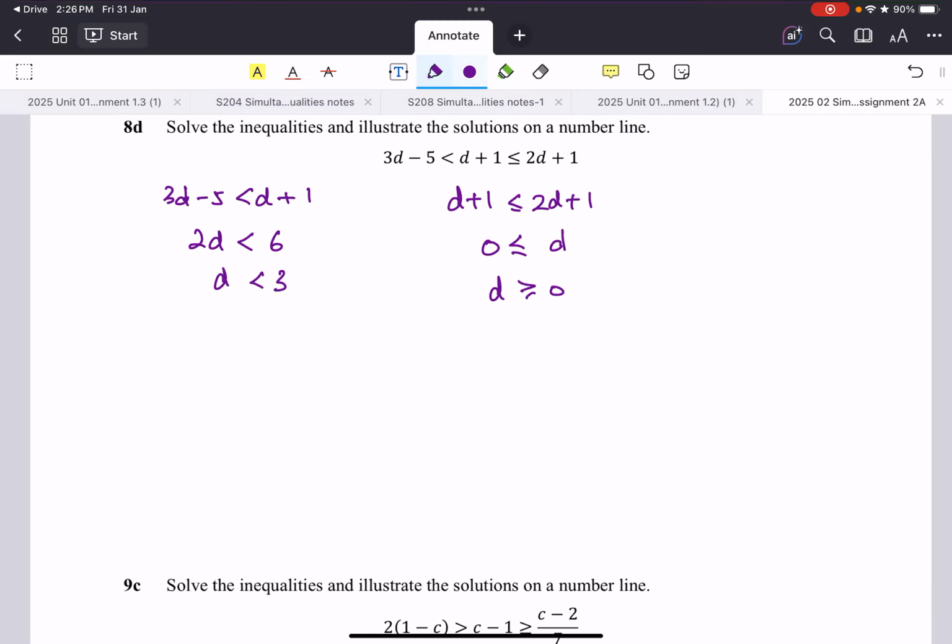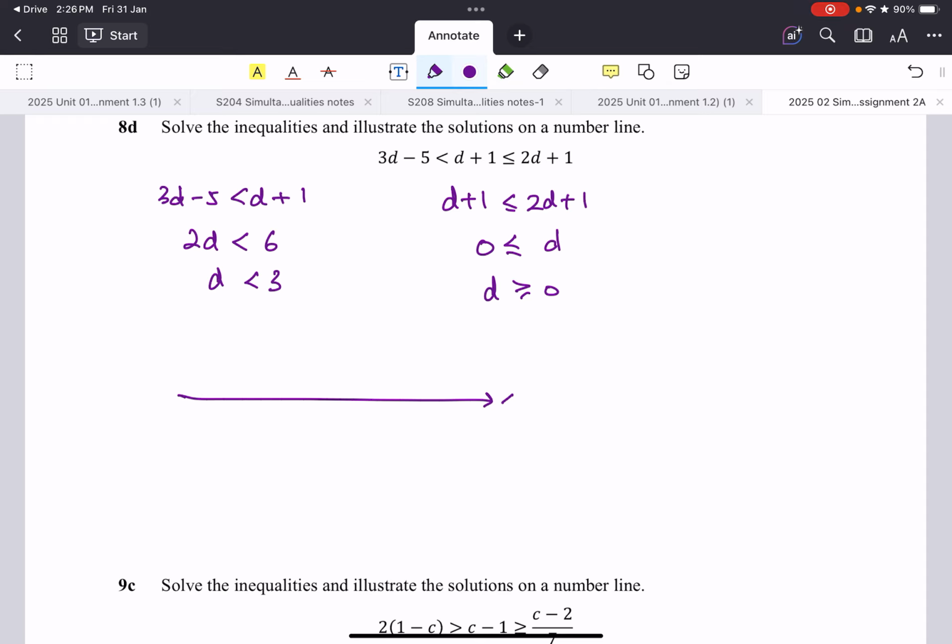Okay, so put it on the number line. It's a D number line. We have 0 and 3: D is less than 3 and greater than or equal to 0. The region we want is right over here. Therefore, D is going to be between 0, which can be included, and strictly less than 3.